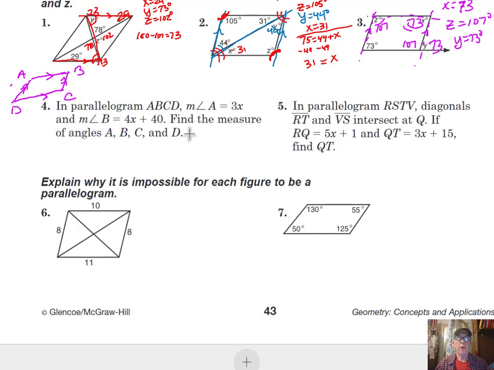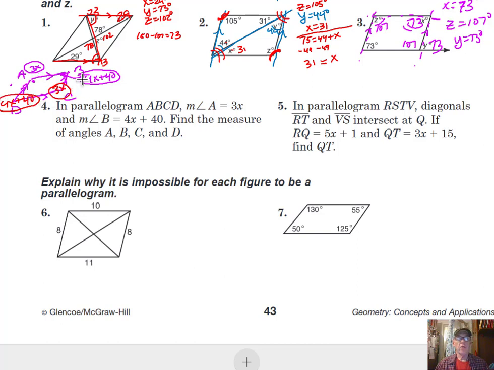So we've got this parallelogram. It says the measure of angle A is 3x, so this is 3x. The measure of angle B is 4x plus 40, so this angle here is 4x plus 40. And it wants us to find all these different angle measures. Using what went on with the others, opposite angles are congruent. So if A is 3x, C must be 3x. And if B is 4x plus 40, D must be 4x plus 40.